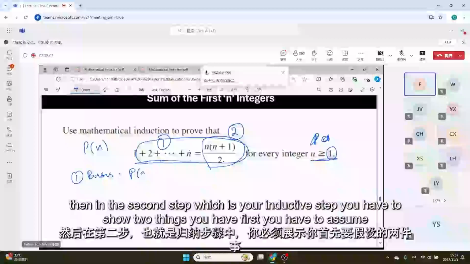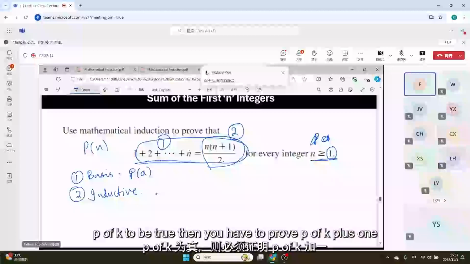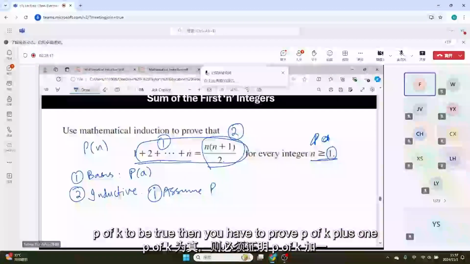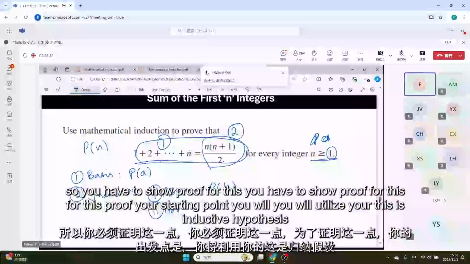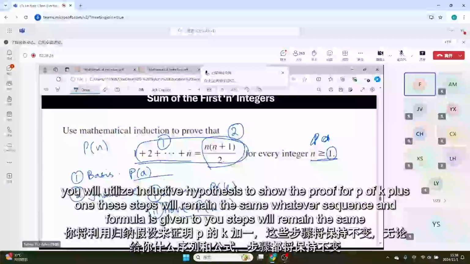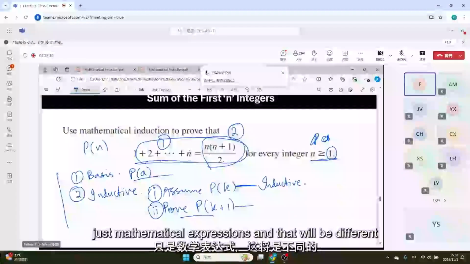Then in the second step, which is your inductive step, you have to show two things. First you have to assume P of k to be true. Then you have to prove P of k plus 1. For this proof, your starting point, you will utilize the inductive hypothesis to show the proof for P of k plus 1. These steps will remain the same, whatever sequence and formula is given to you. Steps will remain the same, just the mathematical expressions and everything will be different.